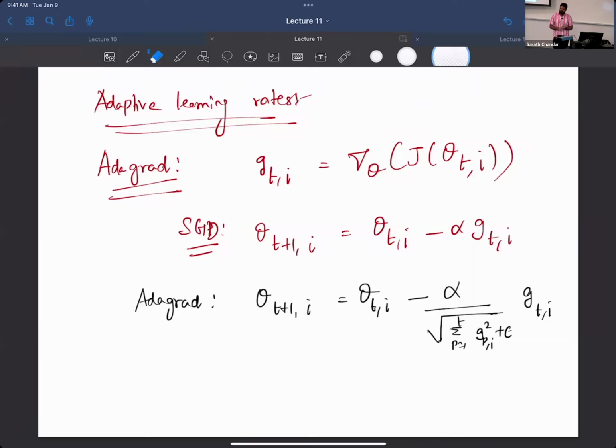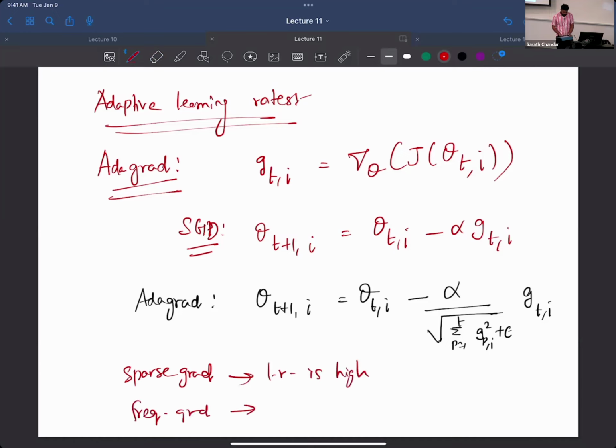Is that clear? Now, this is also true for sparse and frequent gradients. Whenever you get sparse gradients, your learning rate is going to be high. And whenever you have frequent gradients, and they're also large enough, then the learning rate is low. Is that clear? Now, this is the time step, and this is the parameter index. Any question?